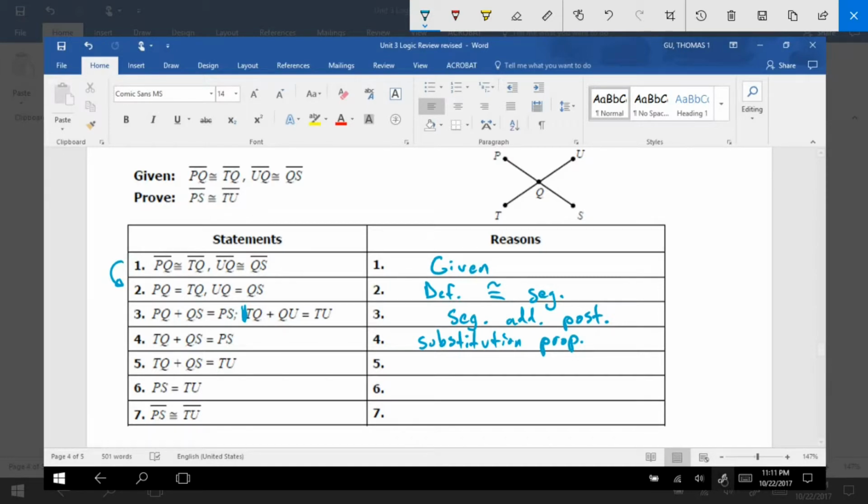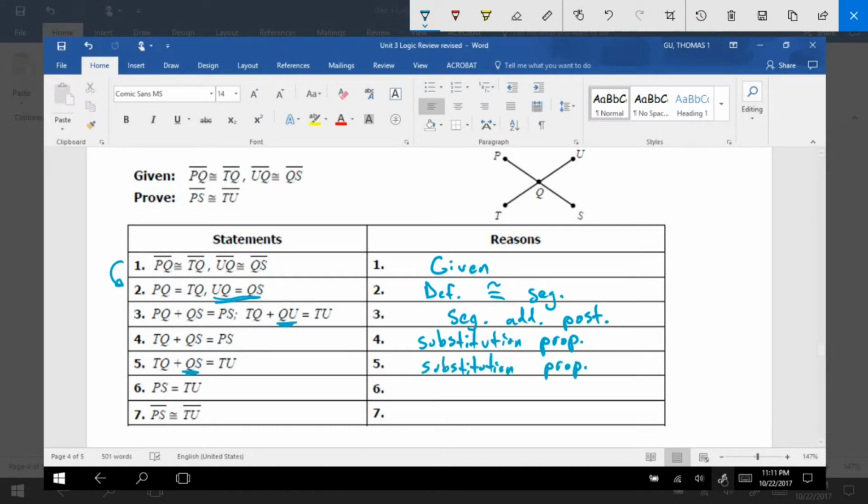And then it says TQ plus QS equals TU. How did we do that? Well, if you look at step 3 once again, it says TQ plus QU equals TU. And in step 2, we can see that UQ, which is pretty much the same idea, equals QS. So all we did was replace this QU with QS. So then once again, substitution property.